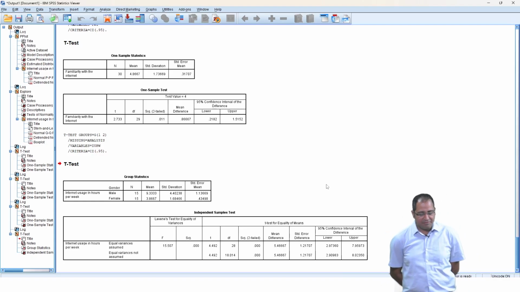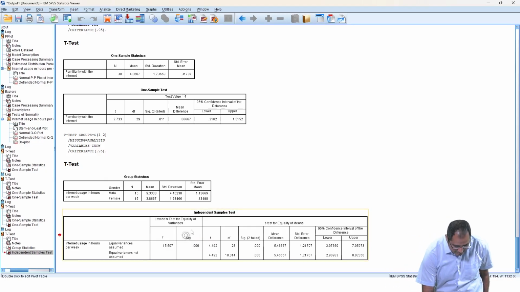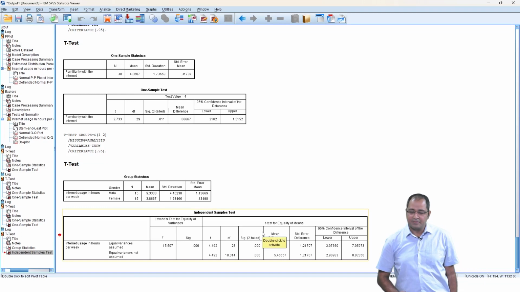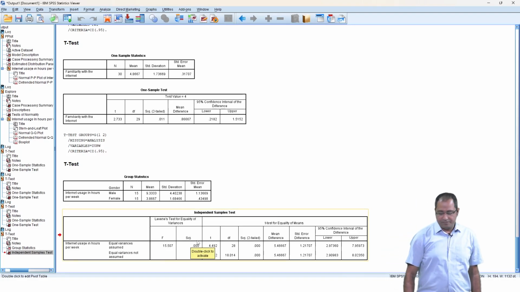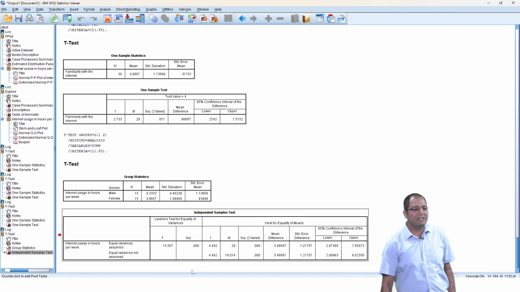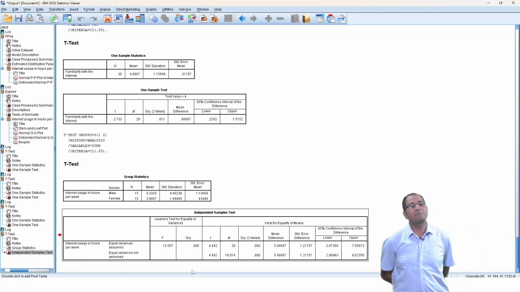Now there are two significance tests happening, one here, the other one here. The first one is the test for assumption. There is some assumption behind this independent sample t-test. The assumption is that in the population, the two groups have equal variances. So the first test is about the assumption. It is just checking whether the assumption is met.